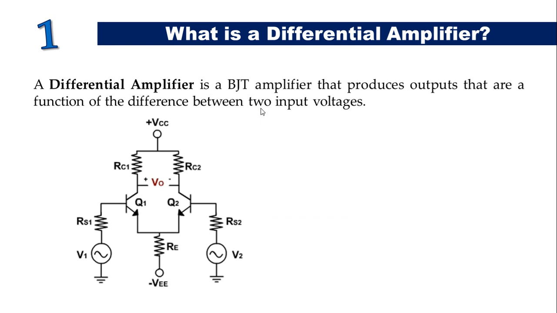What is a differential amplifier? So, a differential amplifier is a BJT or JFET amplifier that produces outputs that are a function of the difference between two input voltages. So, meron daw tayong dalawang inputs, and then yung output ng differential amplifier natin is the difference ng dalawang input na yon, pero ina-amplify natin. So, hindi na siya kaparehas nung input signal natin. Okay? So, amplified pero yung ina-amplify natin yung difference ng dalawang input voltages.